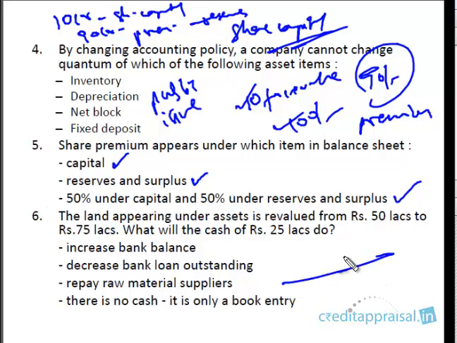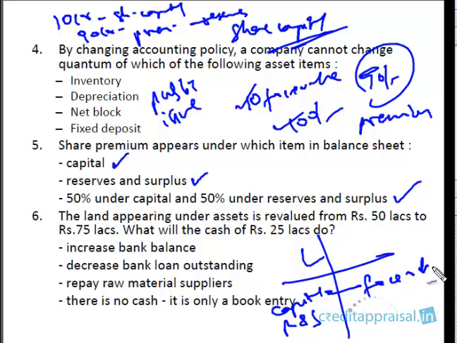So if you see here, liabilities, the first two items in any balance sheet will be capital and reserves and surplus. In this capital, you always show the face value of the shareholding. You have nothing to do with the market value or the premium, only the face value of the share. So here the face value is 10 crores, so 10 crores will go under capital.